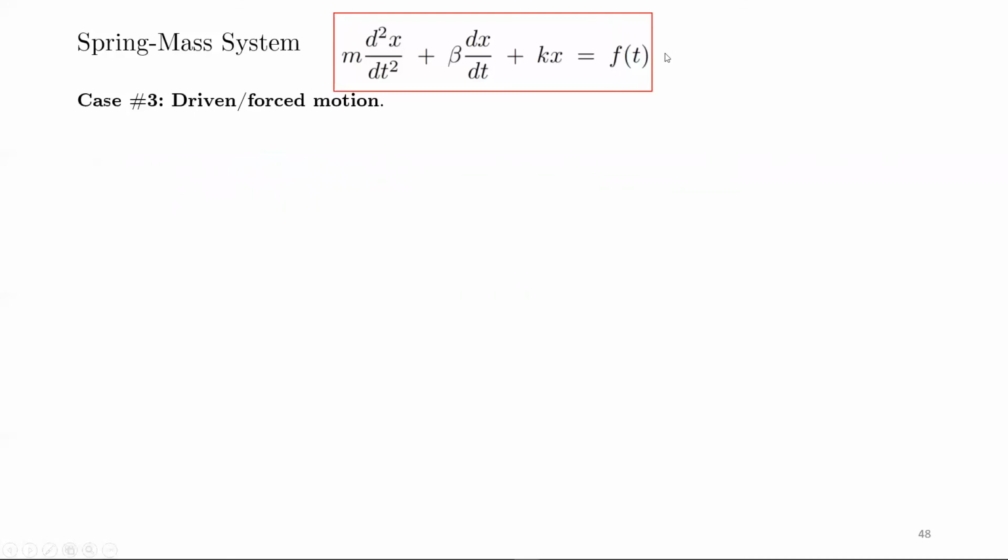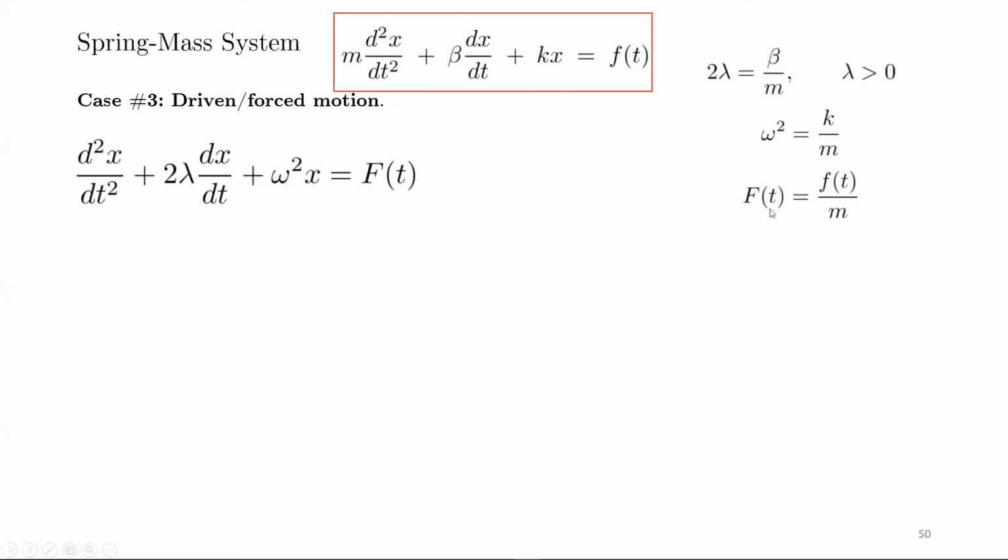Okay. And then finally we can look at case 3, which is driven or forced motion. So this is the case where the right hand side is non-zero. Okay, so we have some external force on the system. I can divide through by mass, just like we have done before. So we get beta over mass, k over mass, and now also this f of t over mass. We rename everything in the same way. We call beta over m equal to 2 lambda. We call k over mass omega squared. And now we're just calling this function lowercase f of t divided by mass, uppercase F of t.